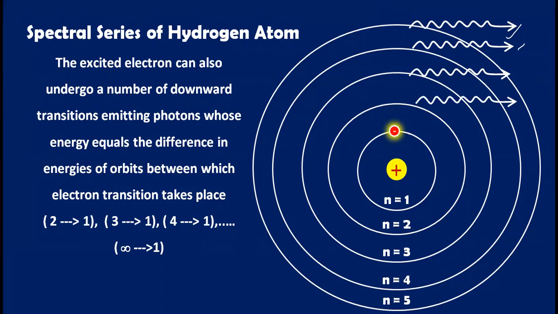So like this, there are n number of downward transitions possible. Now during each and every downward transition, you will be getting a photon. Now the bunch of all these photons when passed through a spectrometer will form the hydrogen spectrum.